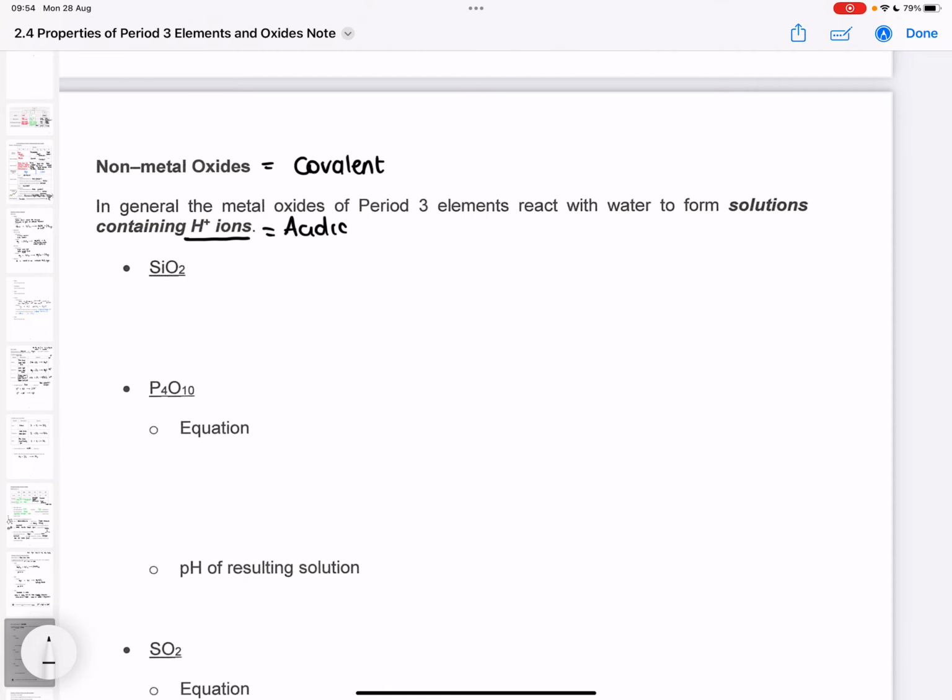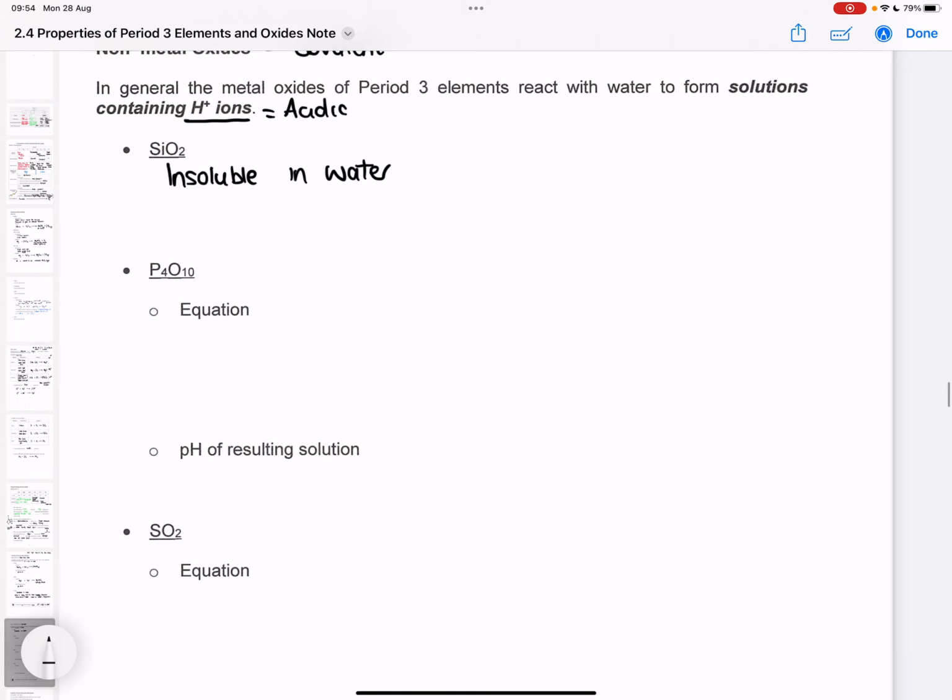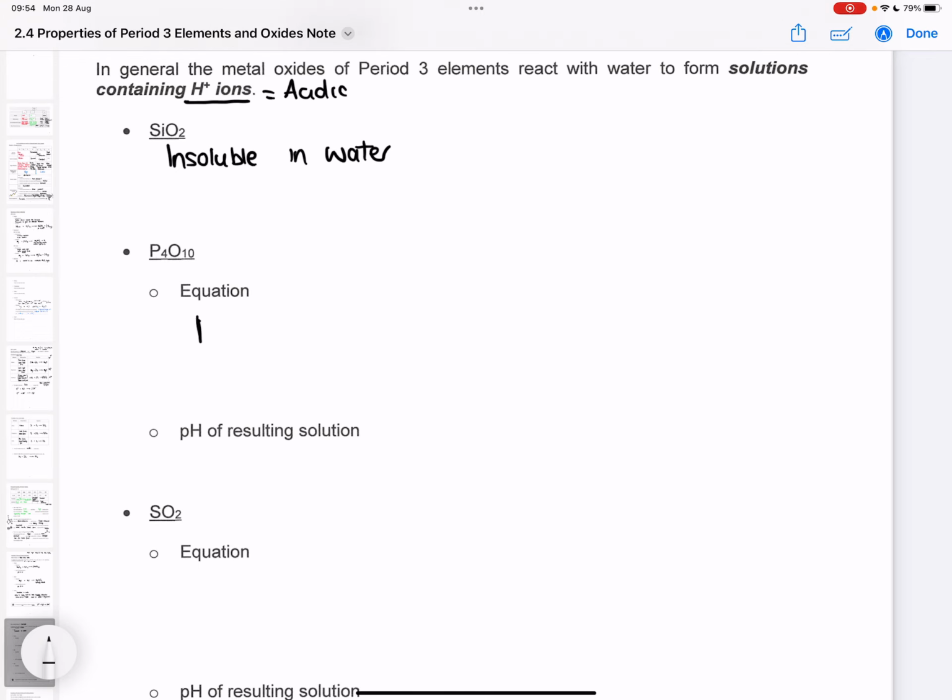Now SiO2 is macromolecular, and so it's insoluble in water like diamond is. There are too many strong covalent bonds to break. P4O10 though, let's have a look. P4O10, our covalent oxide, is going to react with water and form an acid. So what's the acid that contains phosphorus? We've got phosphoric acid, H3PO4. We have to remember that formula.